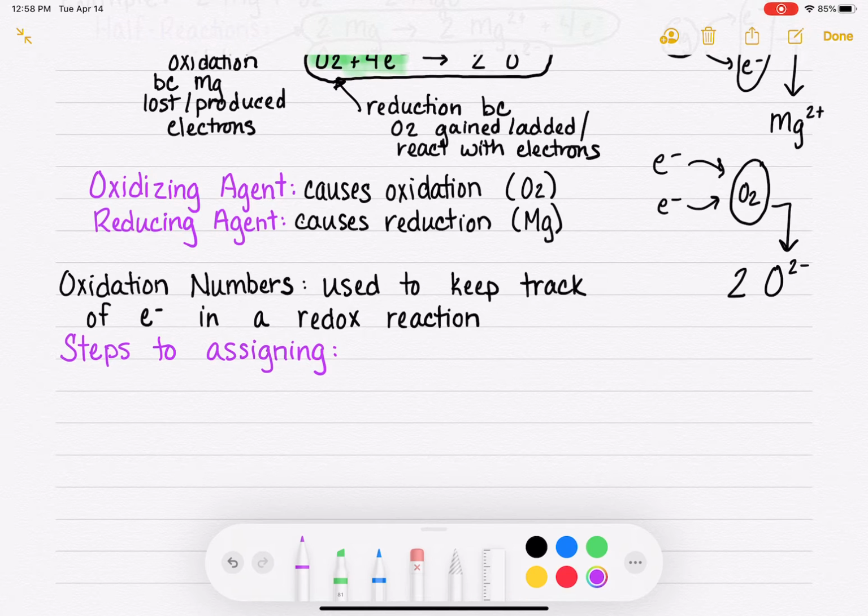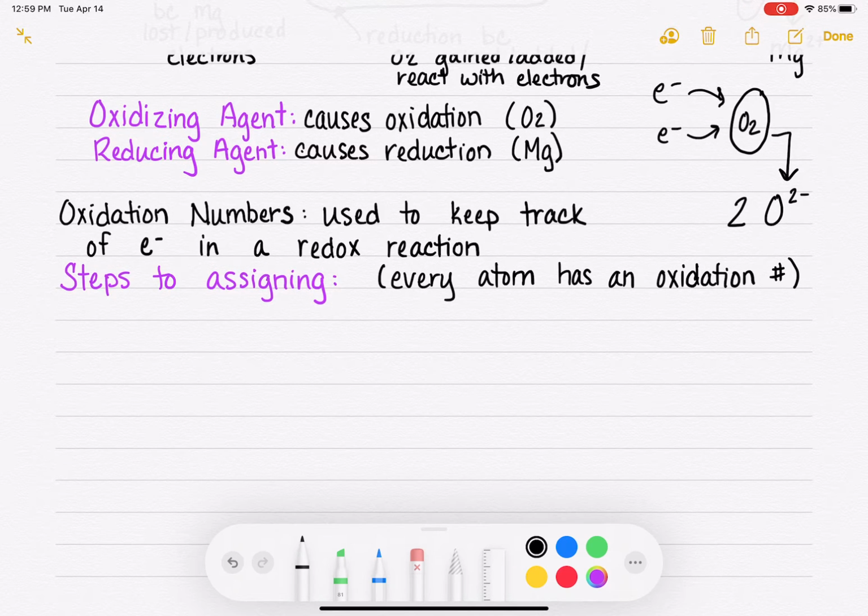oxidation numbers. In a molecule, every single atom gets its own oxidation number. Every atom that is an atom individually, or an ion, or part of a molecule, or part of a polyatomic ion, whatever, every atom has an oxidation number. And the oxidation number is not a constant. So the oxidation number for oxygen could be 0, it could be -1, it could be -2. It depends on the situation. So you have to be able to assign oxidation numbers to every atom given its situation.